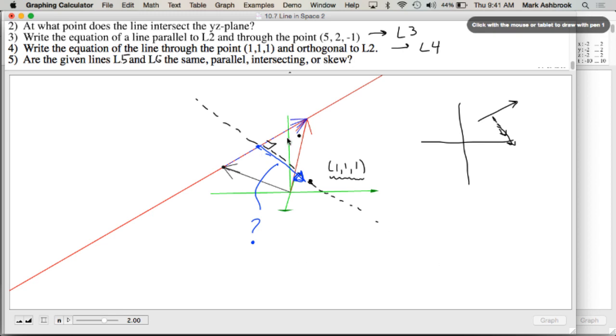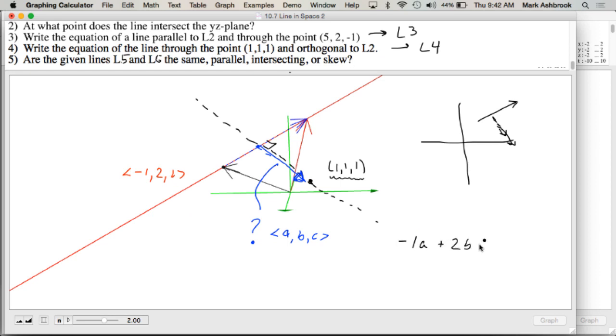Okay, so what was the direction vector of our red line? -1, 2, 1. And this one now, our unknown direction vector, call it ABC. So is the dot product going to help here? -1A + 2B + C equals... Does that allow us to find ABC? One equation with three variables, right? It's true that those dot product will be zero. But it's too open-ended, right? There's lots of possibilities there, and we need this specific one.